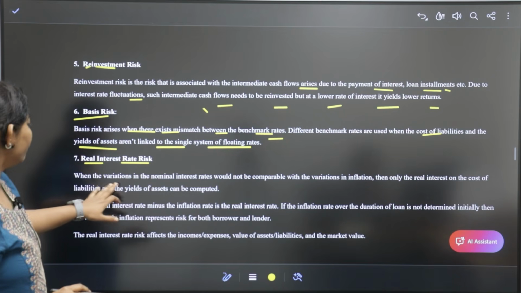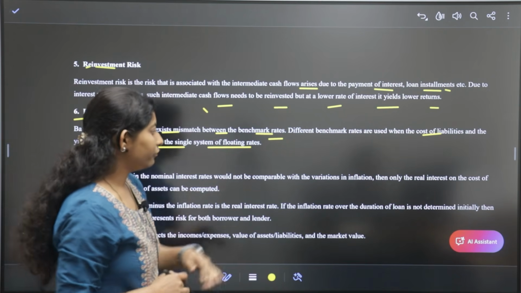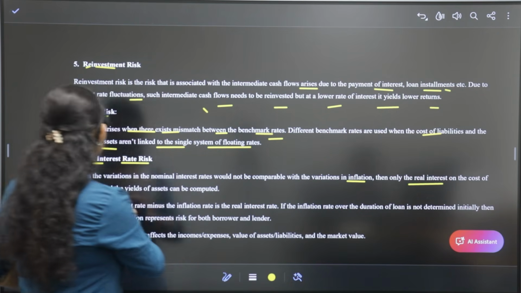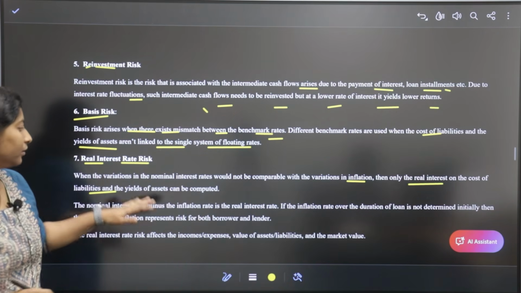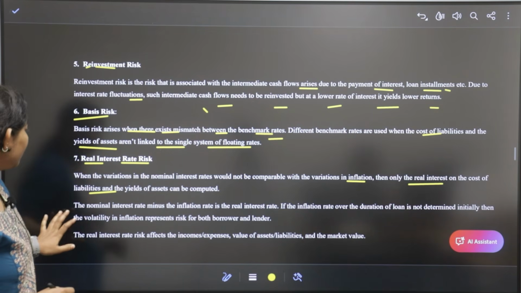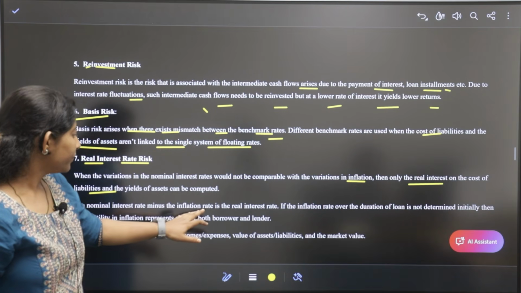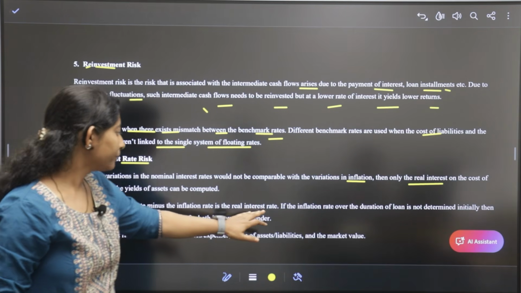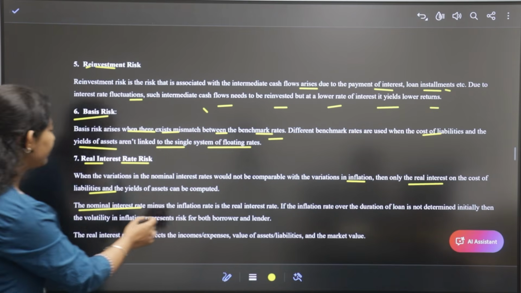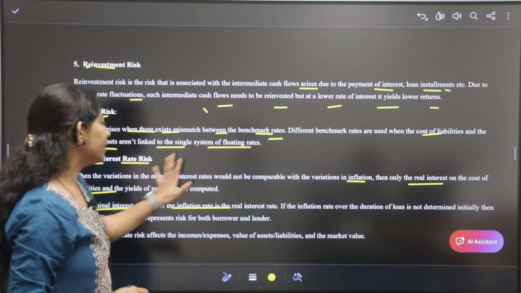Next you have real interest rate risk. Here, when the variations in the nominal interest rate are comparable with the variation in inflation, the real interest rate of the cost of liability and the yield of assets can be computed. The nominal interest rate minus the inflation rate is the real interest rate. Very, very simple. You can remember this: nominal interest rate minus inflation rate gives you the real interest rate.